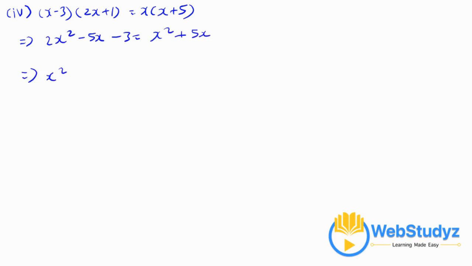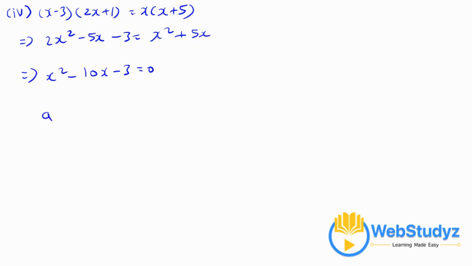Now move on to the fourth one, that is (x − 3)(2x + 1) = x(x + 5). Solving this we get 2x² − 5x − 3 = x² + 5x. Further solving this we get x² − 10x − 3 = 0.